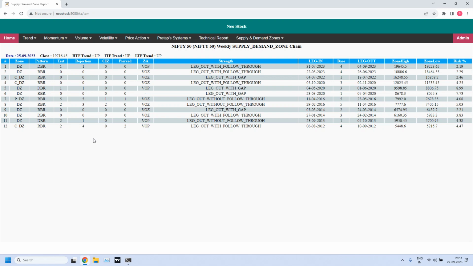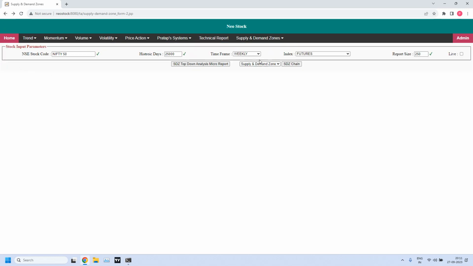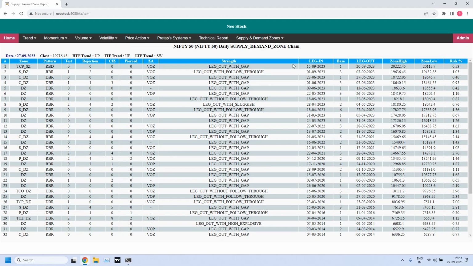Okay, now let's go back to daily time frame and let us see the supply demand zone chain. I'm changing the time frame to daily. I'm generating the supply demand zone chain. Now if you look into the daily trend, it has changed to sideways. Until weekly, it was uptrend in all the time frames above the daily time frame. So recently, daily trend changed to sideways.